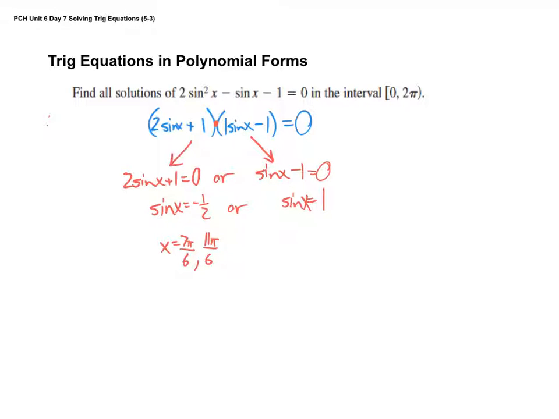How about when sine is equal to 1? Pi over 2. Good. In that case, we only have one solution, because it's a quadrantal angle, so that happens. Are we good with that one? Does that make sense?